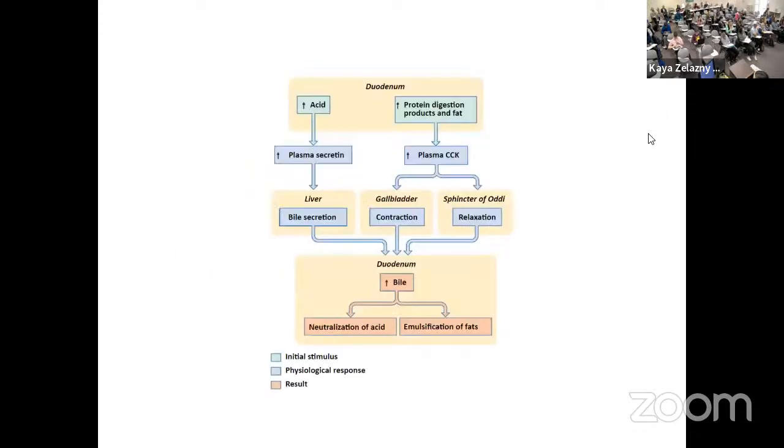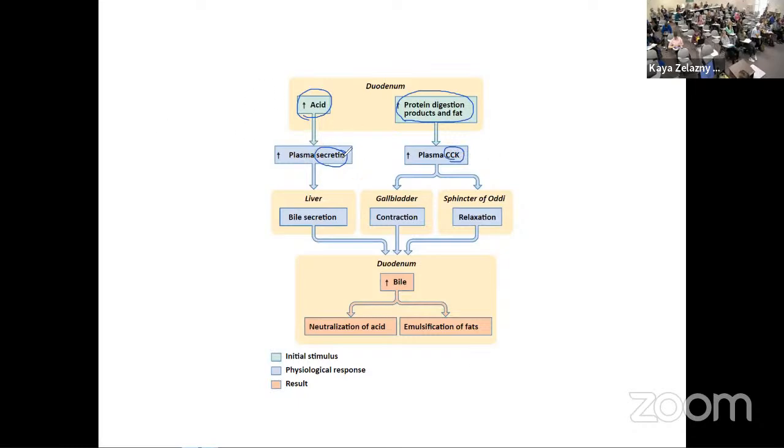So here we see just a pathway map of some of these things. So we see the signals in the duodenum that we saw before. So it's getting more acidic because we have that chyme, which is stomach acid mixed with food, coming into our duodenum. We have broken up proteins. We have fat droplets coming into the duodenum as well. So those actual molecules. The acidity is telling us to release secretin, a GI hormone. The proteins and fats are telling us to release CCK.